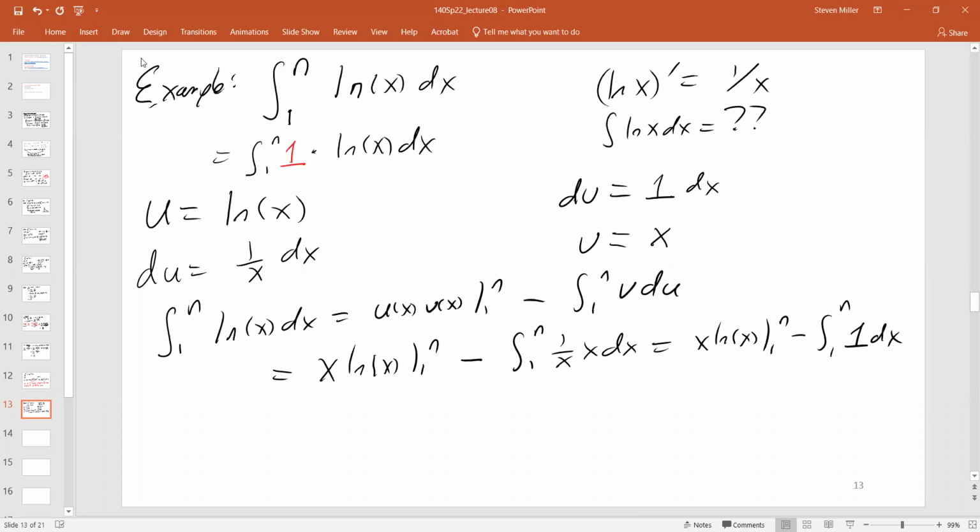Okay, now we just substitute in. So this is going to give us n natural log of n. And you can see now why a lot of people don't like writing natural log, because n natural log of n, oh my God, this is a mess, right? Especially with my handwriting. Minus the integral of 1 from 1 to n. What's the integral of 1 from 1 to n?